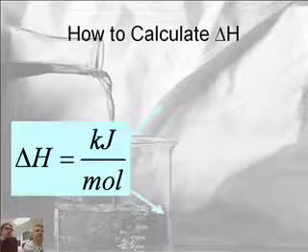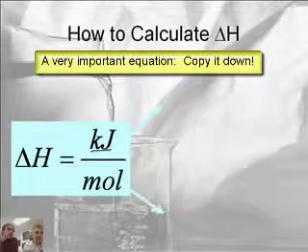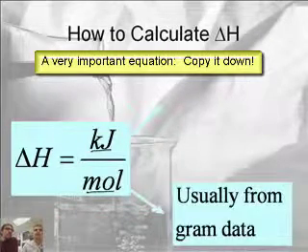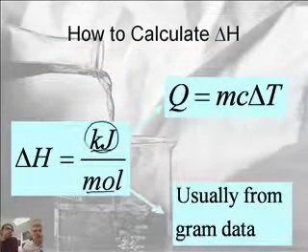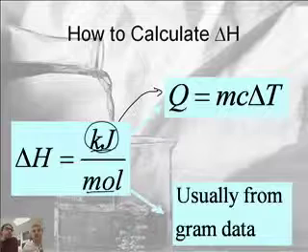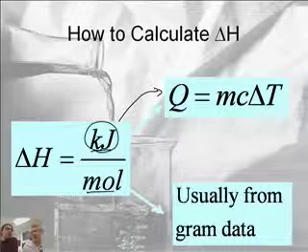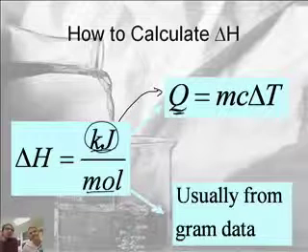So here's how you calculate delta H. The first thing I want you to understand is the units for delta H are kilojoules divided by moles. To do this, you're going to have to get the numbers from two different places. To find the number for kilojoules, you'll use the equation Q equals MC delta T. Q gives you joules, so you have to turn it into kilojoules by dividing by 1,000. You must have it in kilojoules, not joules.